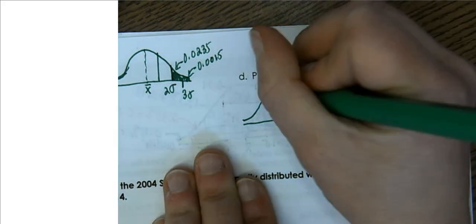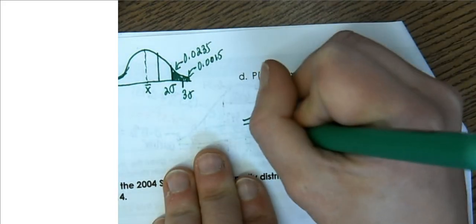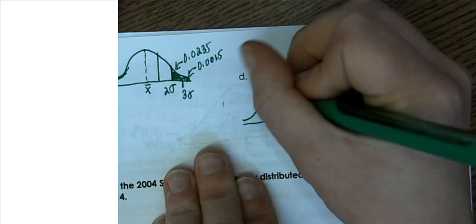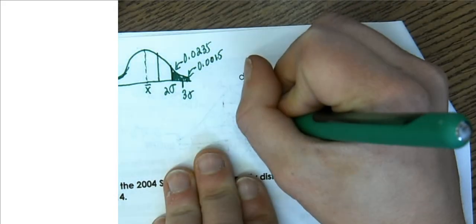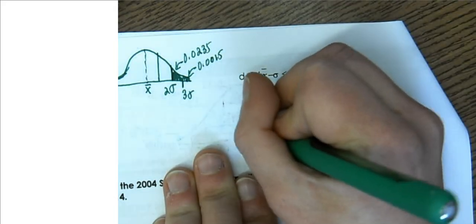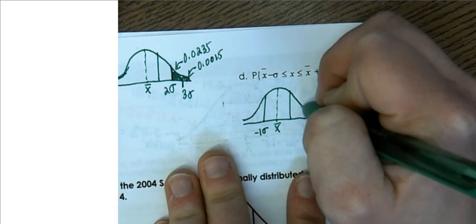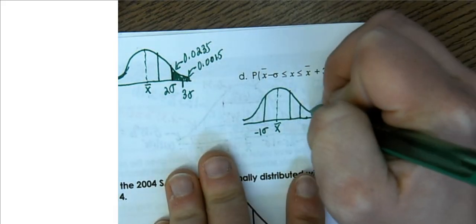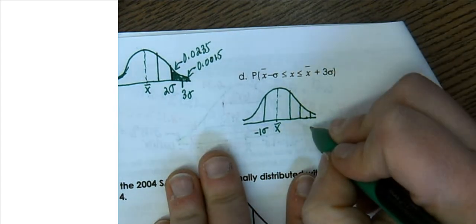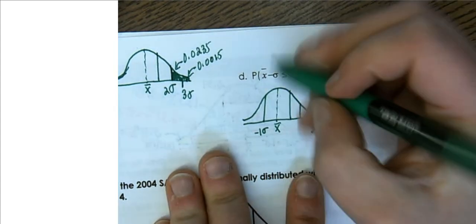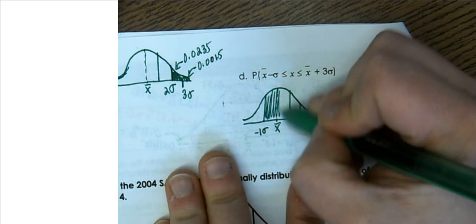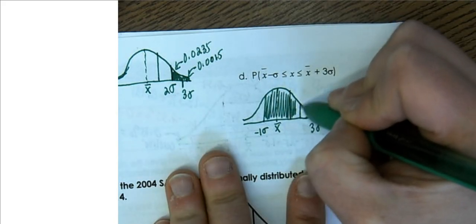And I'm going to mark where X bar is located. And here is approximately where 1 standard deviation below the mean is. And I'm going to mark here's 1 standard deviation above the mean, 2 standard deviations above the mean, 3 standard deviations above the mean. And I want any data value that's going to lie in between this space right here.